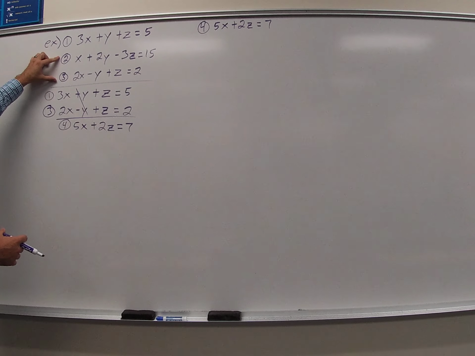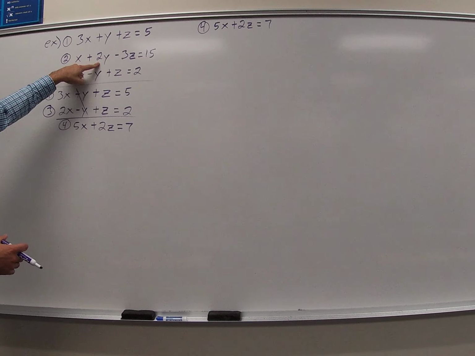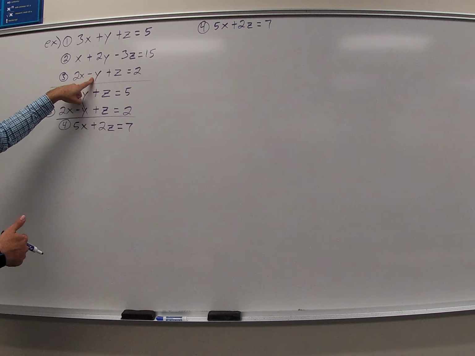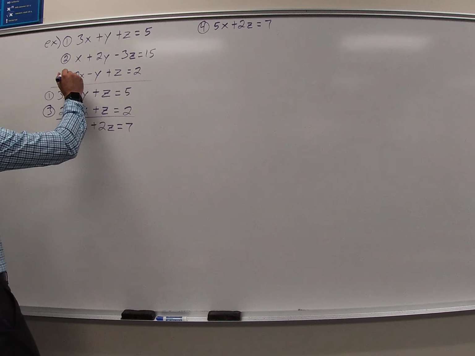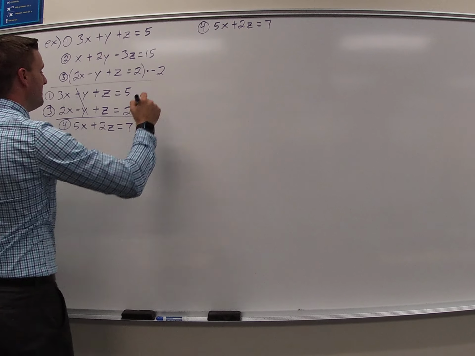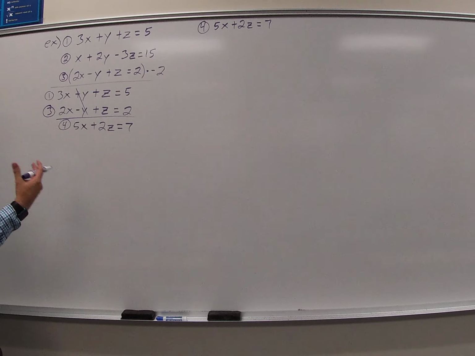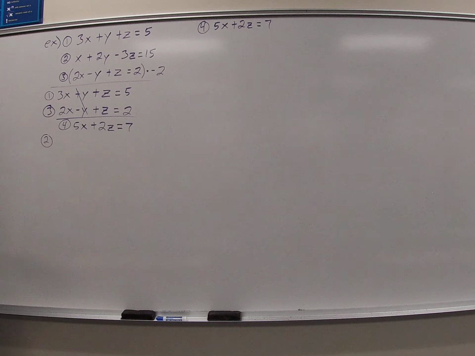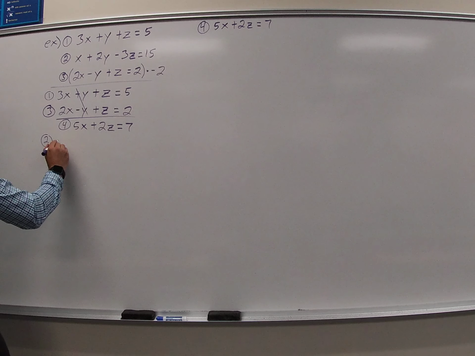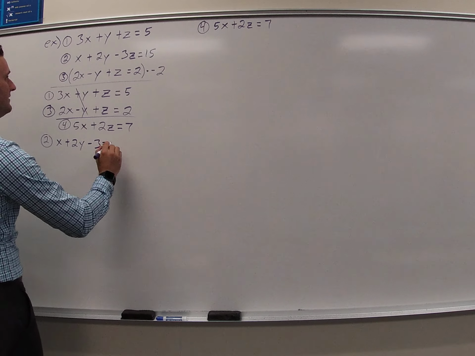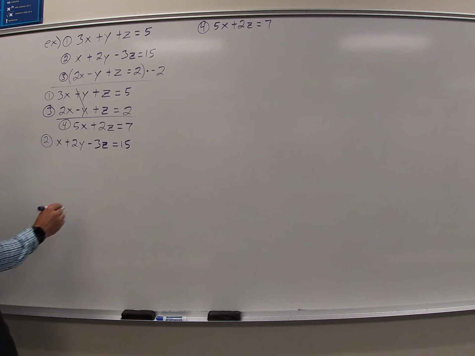So what would be easiest? Probably 2 and 3. See how I have a positive 2y here and a negative 1y? Well, for those to cancel out, if this is a positive 2, I need this to be a negative 2. So how do I make this a negative 2? Well, one way is to multiply line 3 by a negative 2. And that would get what we need. So I'm going to rewrite line 2, because line 2 is the one I'm not changing because it's already a positive 2. So I'm going to have x plus 2y minus 3z equals 15.